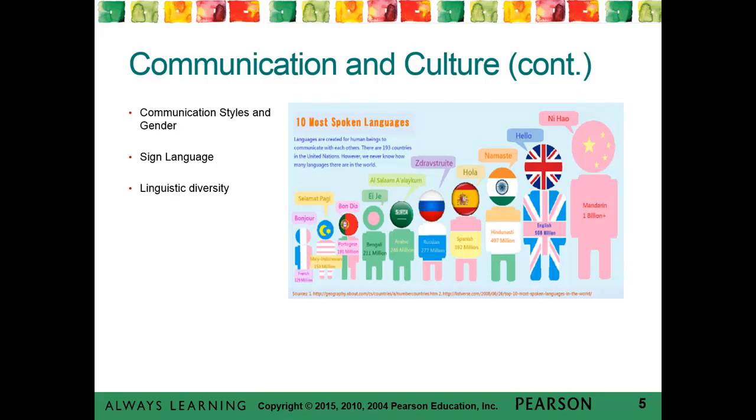We also need to be aware of linguistic diversity, and this refers to the many languages spoken in the United States and around the world. Some people speak only one language, while others speak more than one. We refer to people who are able to speak two languages fluently as being bilingual, and if you speak more than two languages fluently, you are referred to as multilingual.